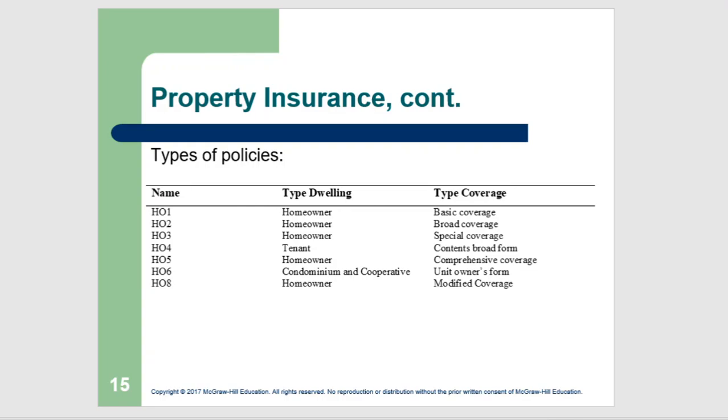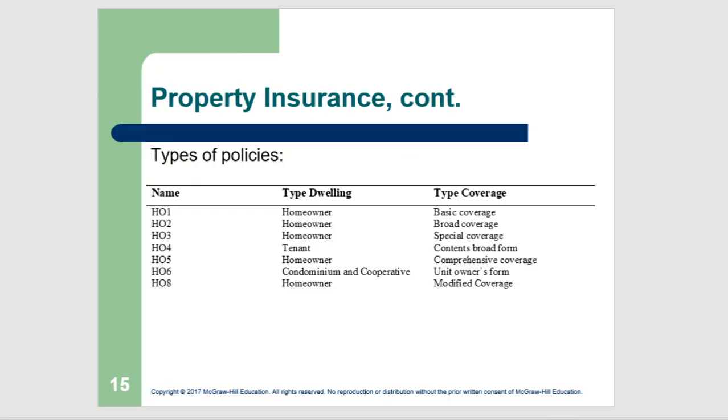HO2 is broad coverage, and that has separately stated risk coverages. So it'll say these are the things it covers and these are the things it doesn't cover, stating which risks are covered and which are not. HO3 is the most popular, and it covers more risks than 1 or 2. It doesn't cover everything broadly, but you've got a large swath of different risks covered. It's called special coverage.